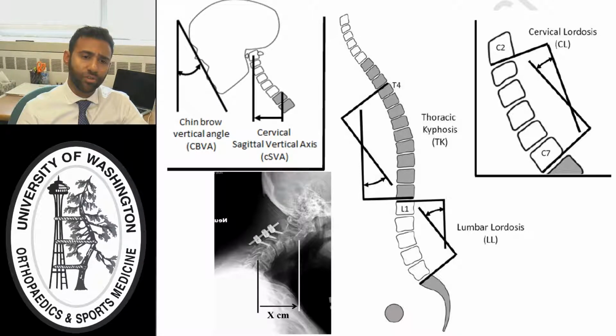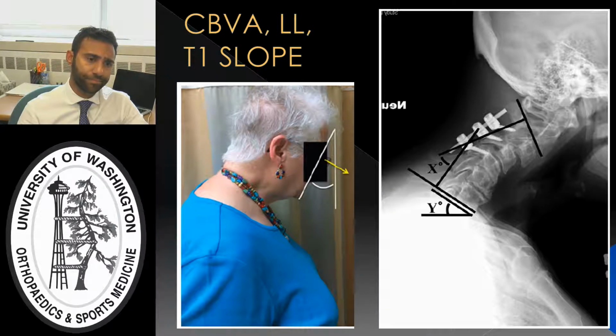It also looks at the cervical lordosis and another newer parameter called the T1 slope. And similar to the pelvic incidence and the lumbar lordosis, the cervical lordosis should roughly match up with the T1 slope. And this is an example clinically of a patient that's unable to look up straight and has a head position that's forward to the thoracic vertebrae.